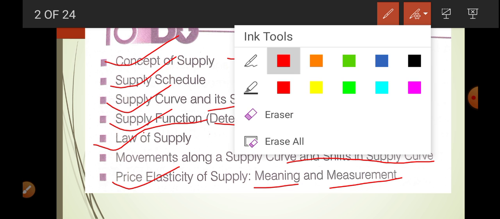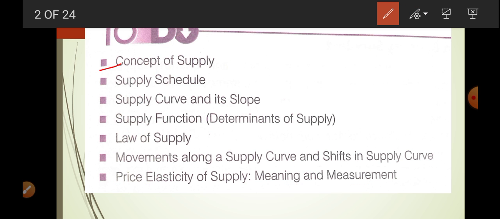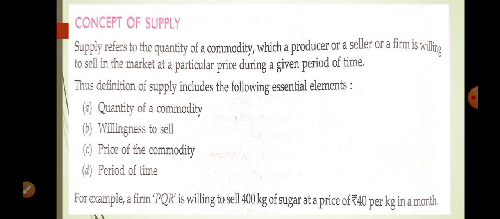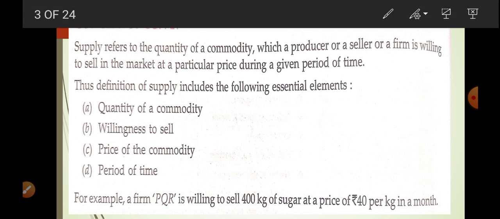Okay, how many topics are we going to cover in this video? Concept of supply, supply schedule, supply curve and its slope, and supply function. Okay, so first of all, what do you mean by supply? So supply is a quantity that a seller is ready to sell at a particular price.